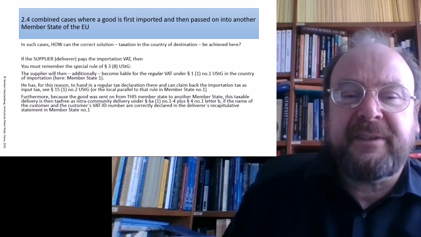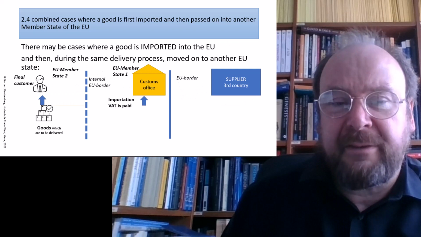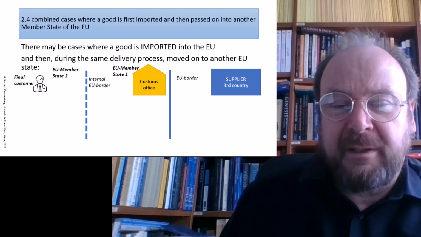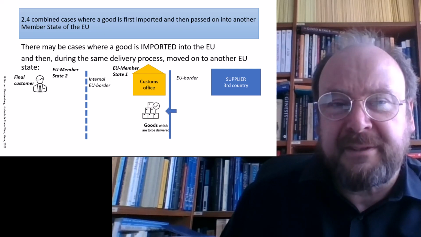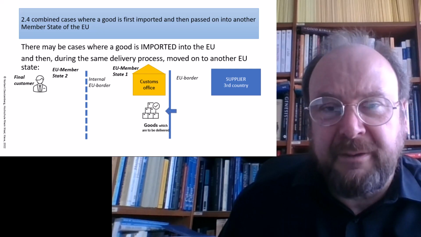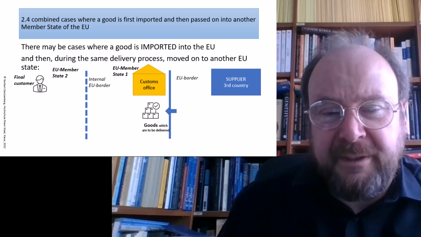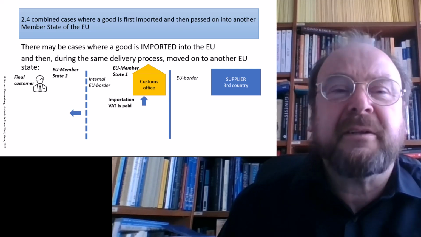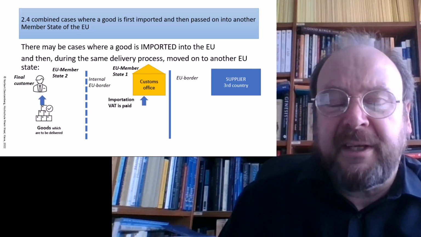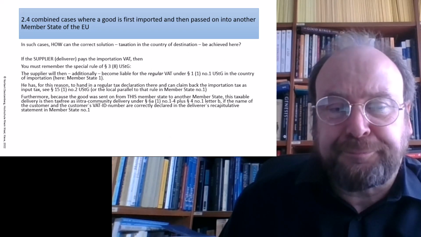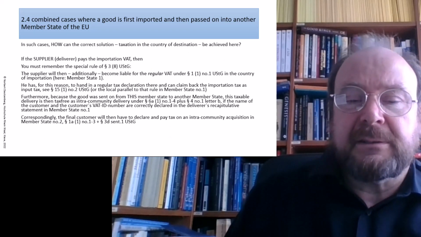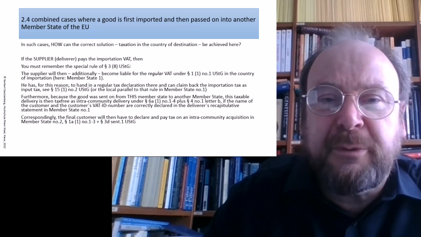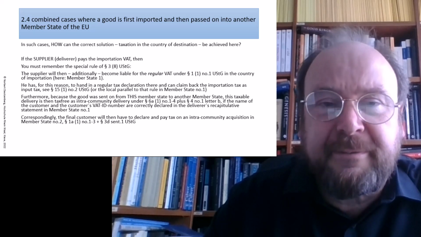However, as we have seen in the previous slide, let's go back there. What we see here is the good comes to member state 1. Now here a taxable delivery has to be declared. However, during that delivery, that good leaves that member state and goes to another member state. So it's possible that we have from member state 1 to member state 2 an intra-community delivery, which is then tax-free.